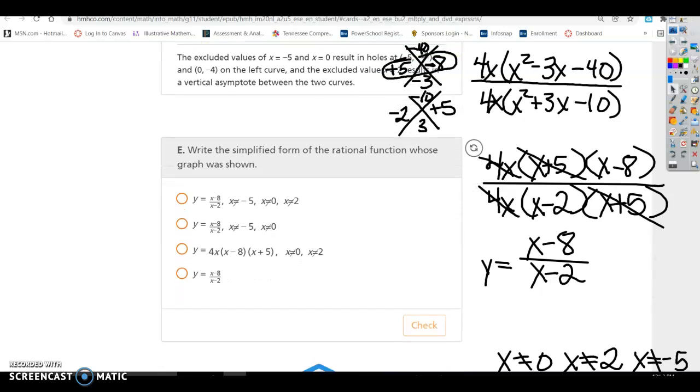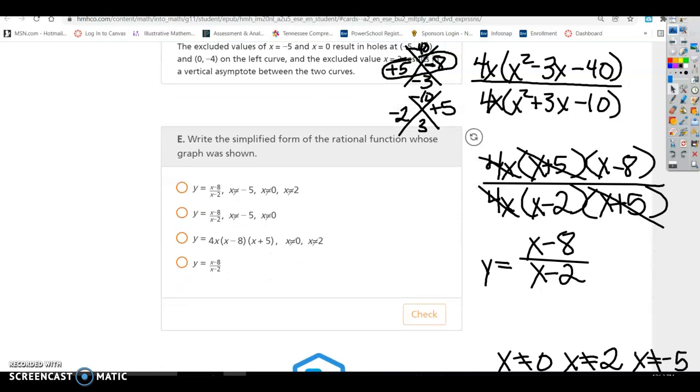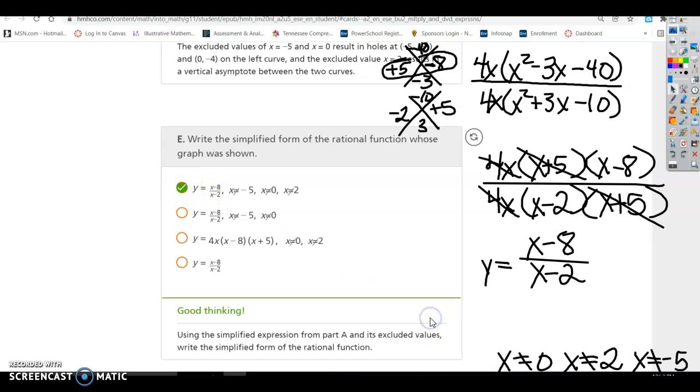All right, it says write the simplified form of the rational function whose graph was shown. All right, so we're going to have x minus 8 over x minus 2. And we have our 3 excluded values. All right, so the excluded values, again, are important because that just lets you know that the function does exist. Without excluding these points on the domain, then at certain points, these 3 points, it would be undefined. And if it's undefined, then nothing on the function would matter. So the excluded values always have to be stated with each function.